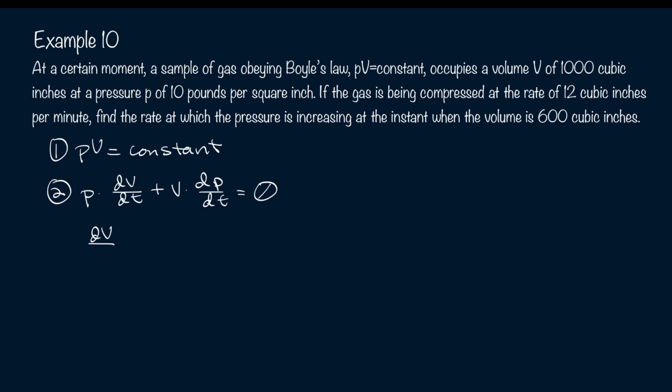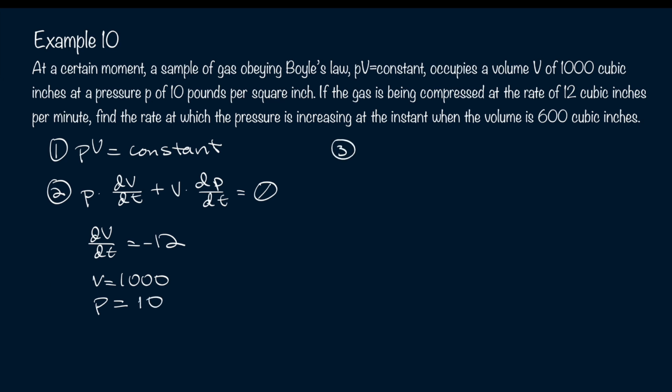So we know that dV/dt equals negative 12. That's given to us because it's being compressed at a rate of 12 cubic inches per minute. And then we know that V is going to equal 1,000 and P is going to equal 10.